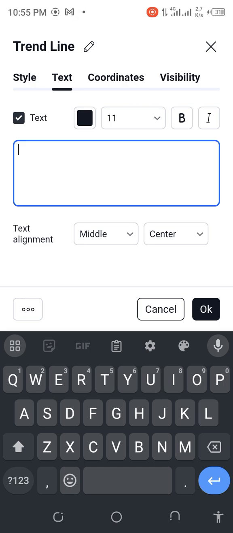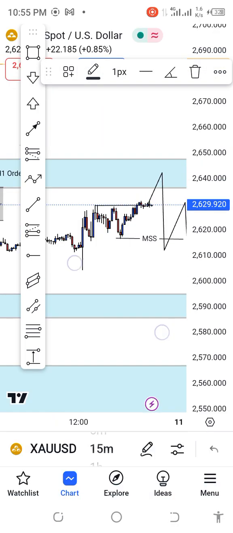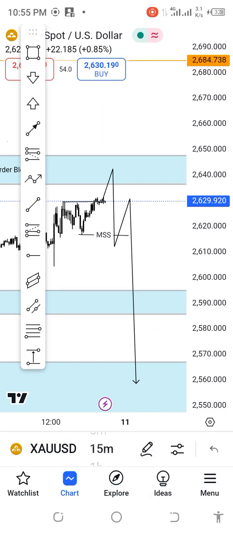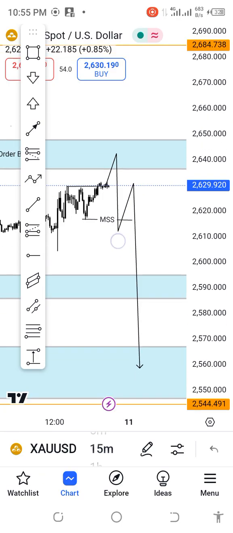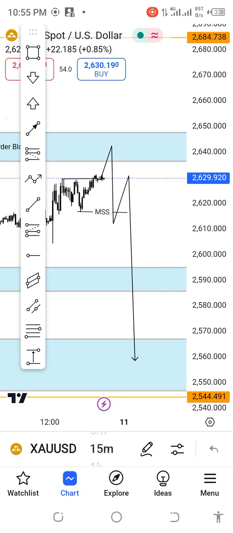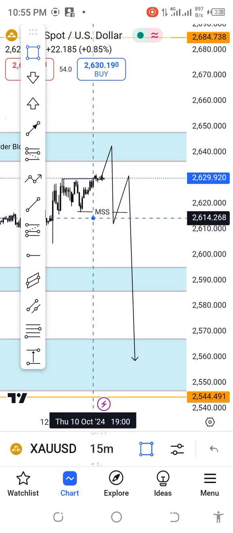So let's continue. Wait for a market structure shift, MSS. After we see our market structure shift, you can also call it a change of character, but I prefer calling it market structure shift. After seeing the market structure shift, before price makes this retracement downwards, we come immediately and do our analysis again.